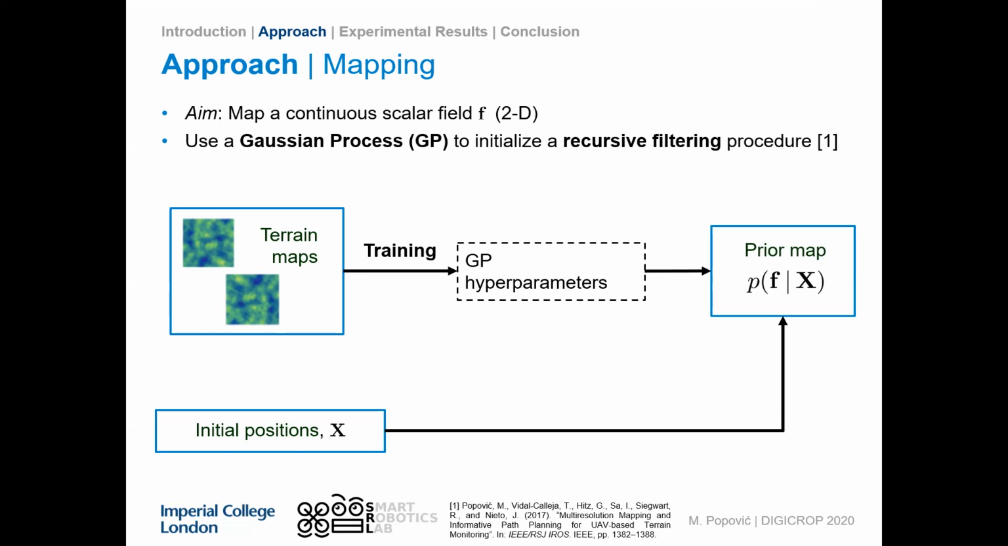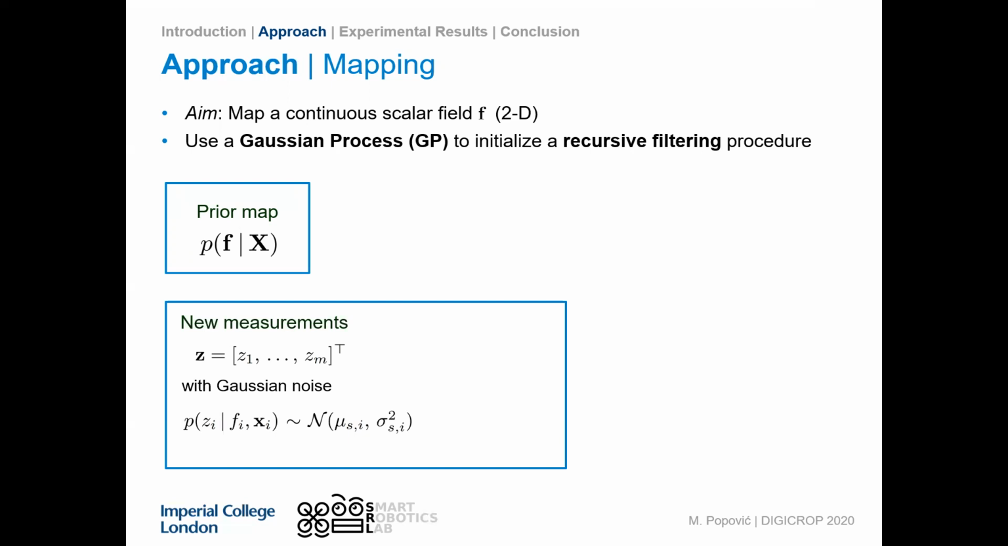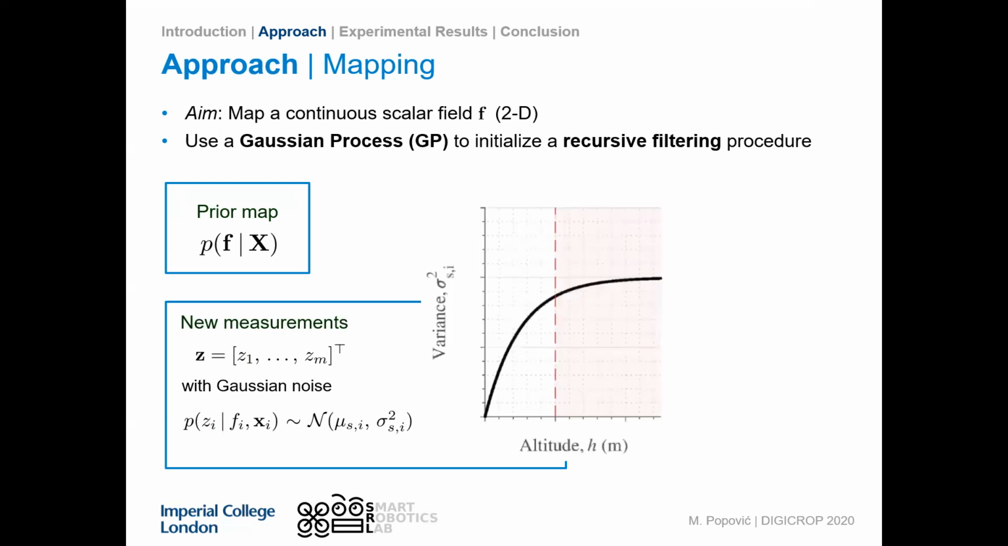This step gives us a covariance map capturing the correlation and uncertainty at each location in the field. When an image is received, the prior map is updated with a set of new measurements, assuming Gaussian noise. We consider that the visual information degrades with altitude in both noise and resolution. And this plot shows an example sensor model capturing these effects.